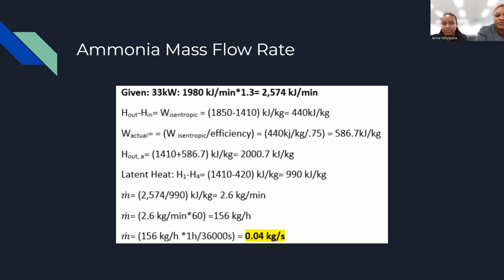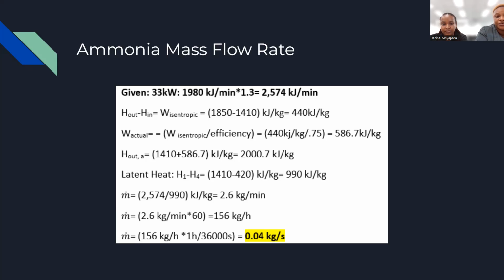2,000.7 kilojoules per kilogram. And then after that, we calculated the latent heat in the evaporator, which is also the heat in, where we take the delta H, which is H1 minus H4, which is 4,410 minus 420 kilojoules per kilogram, and we got 990 kilojoules per kilogram.